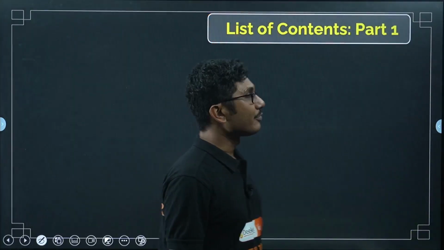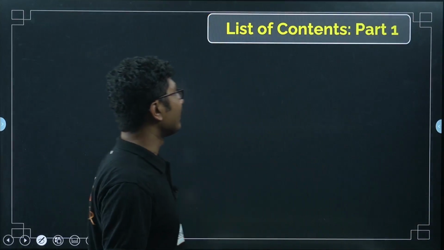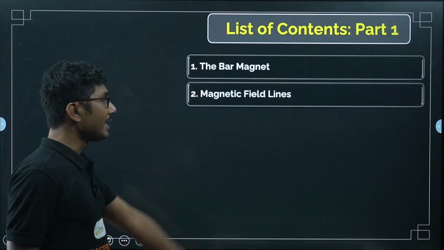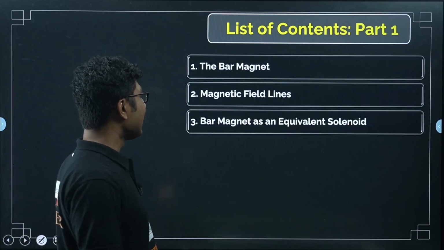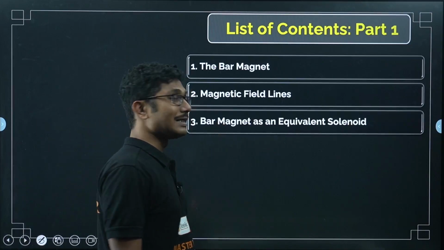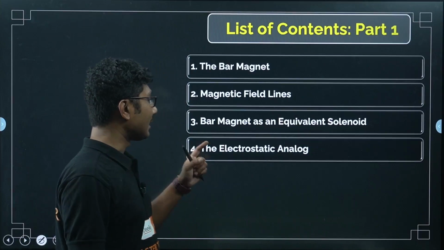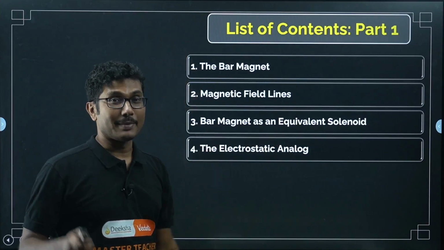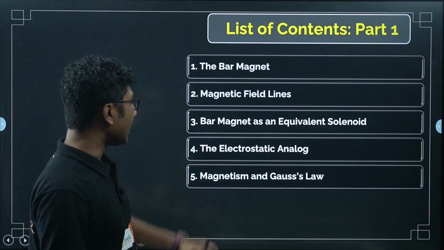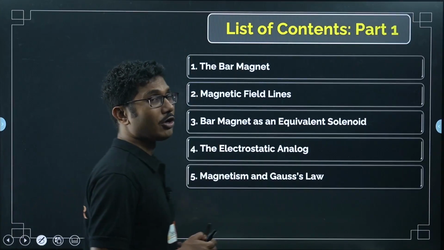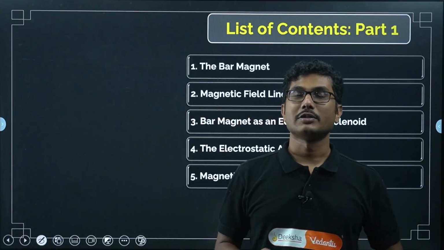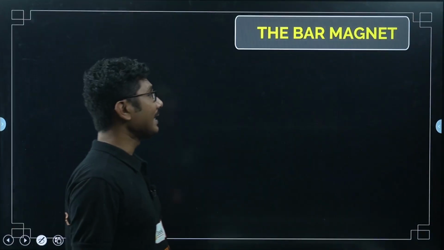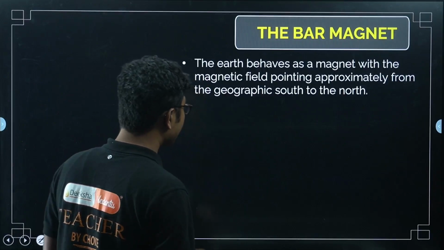Now let's start with part 1. What all are we going to cover in this part? First of all, we are going to cover bar magnet, then magnetic field lines, then bar magnet as an equivalent of solenoid, then electrostatic analog, that is basically a comparison between magnetism and electrostatic equations. Then we will also cover magnetism and Gauss's law, so basically Gauss's law of magnetism, right? Let's start with the first part, bar magnet. So this is basically the introduction to the chapter.